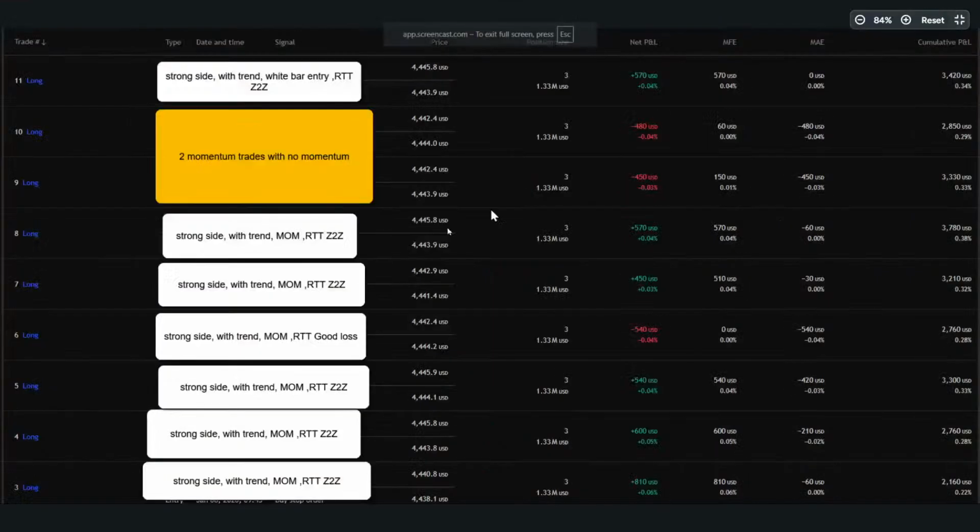And guys, this is the going back and looking at what you did, finding your thing. Strong side, momentum, strong side, zone to zone, beautiful. Look at his two losers. Two momentum trades with no momentum.